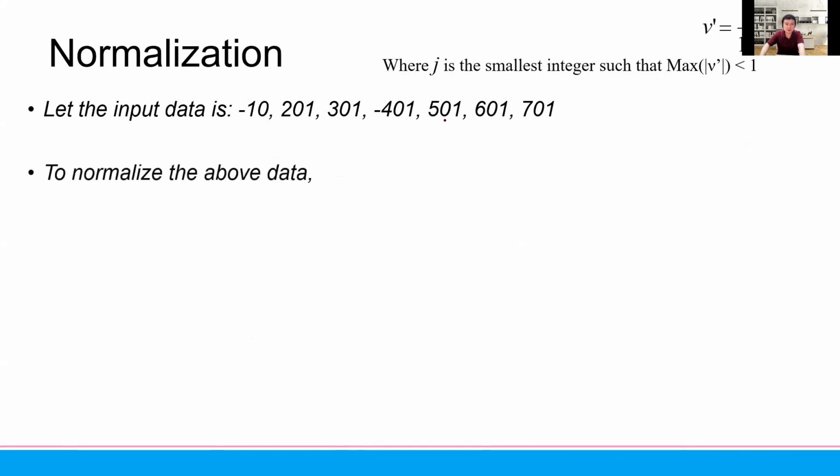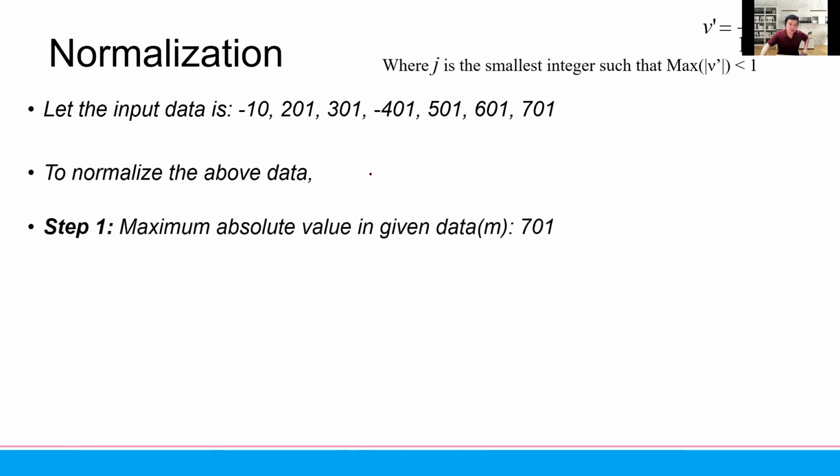If you check this data, I want to normalize it. How can I normalize this data? First, I need to get the maximum absolute value. The maximum absolute value is 701. This is the maximum.